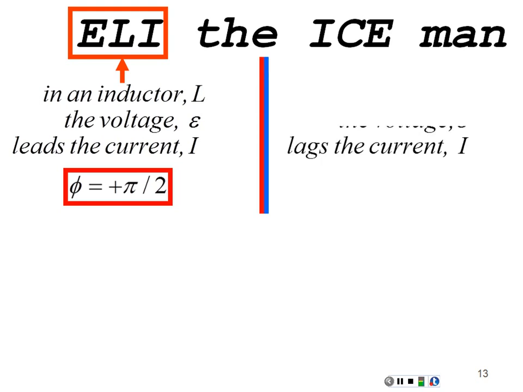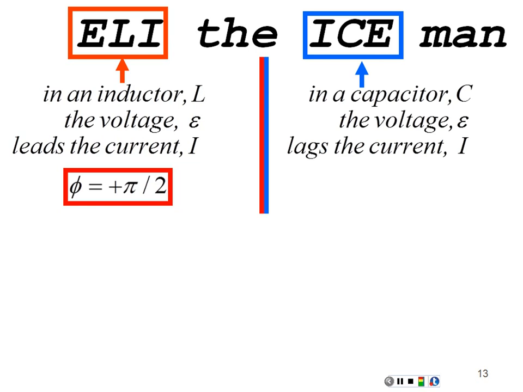Whereas in a capacitor, the current leads the EMF, the voltage. So the current comes before the voltage. We can describe that as a phase relationship of negative 90 degrees or negative pi over 2. So here's a mnemonic device to help you remember the phase relationships between the voltages in these devices and the current in the circuit. ELI the ICEman.